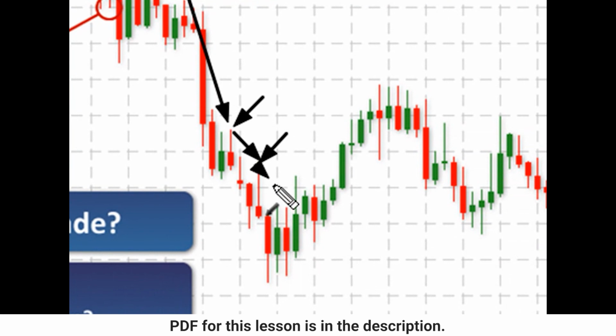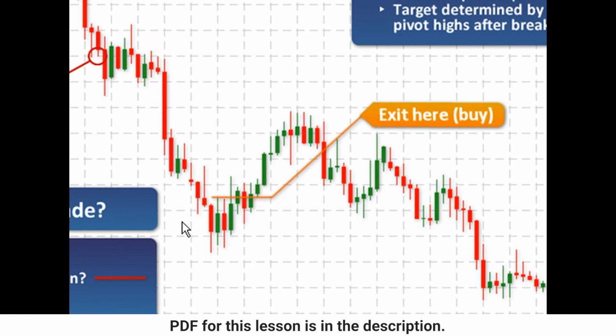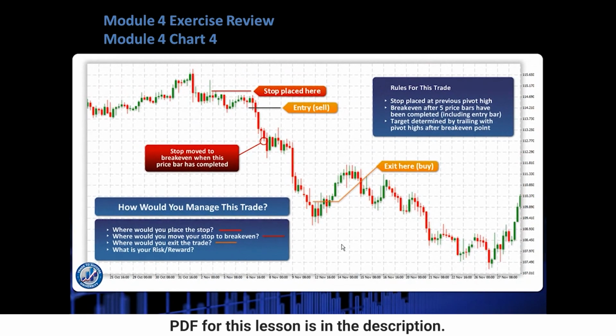Then the next pivot high is this green high right here, because we have a lower high to the left and a lower high to the right. So our stop moves to this high here, and as we see on the right, price goes up through our stop, and so we get stopped out right here above this pivot high when price goes above this pivot high right here. And that's where we would exit our trade for a profit.